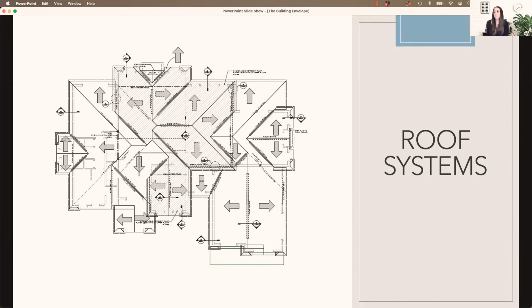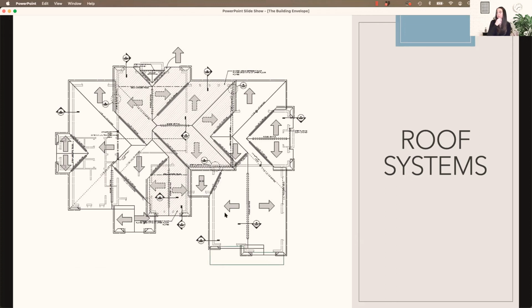So we're going to move into roof systems. This is a roof plan. I like this plan or this diagram because it shows you the slope of each roof shape. So you can see where the pitch will be and where the water would be draining off. There are a lot of different roof elements happening in this plan view, and a lot of different types of roofs, roof shapes are being used.